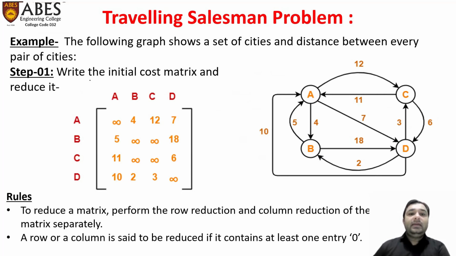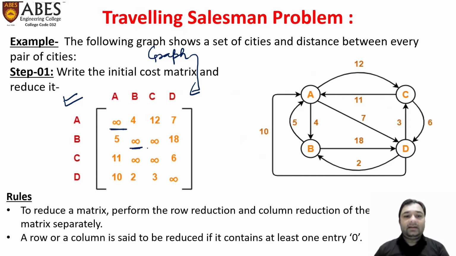Now, this is the initial cost matrix for the graph given to us in the previous slide. If there is an edge from A to B, we simply represent that weight. If there is no edge, then we simply represent it as infinity. So step number 1 is preparing a cost matrix. If there is an edge, we simply write its weight, and if there is no edge, we simply write infinity for the given graph.